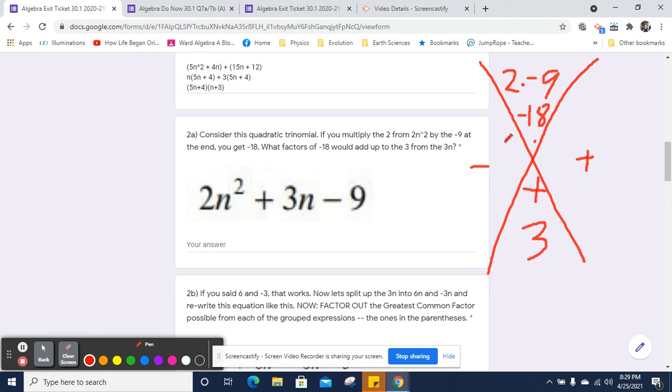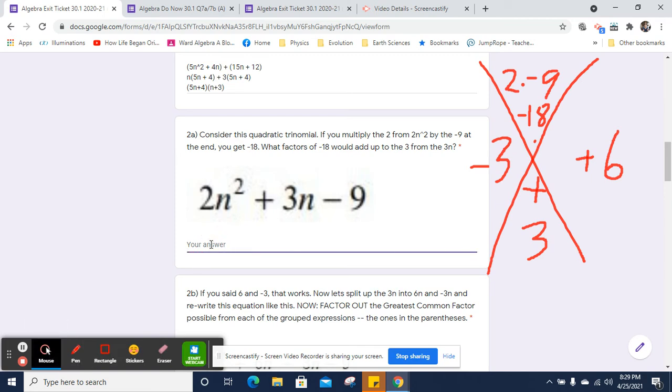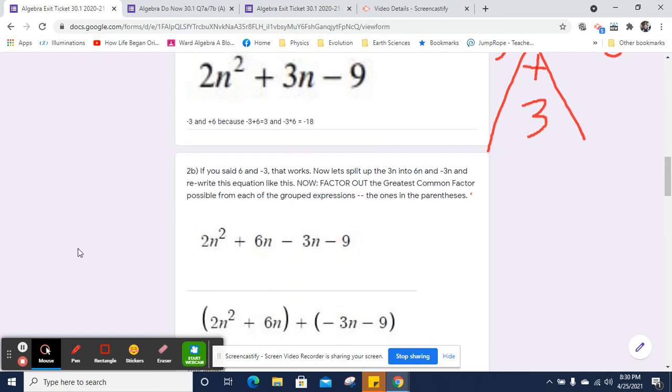Well, 6 times 3 works for 18. Since I'm getting a positive 3, I'm going to need this to be negative 3 and this to be positive 6, because if I add those together, I'll get positive 3, and if I multiply them, I'll get negative 18. So negative 3 and positive 6, because negative 3 plus 6 equals 3, and negative 3 times 6 equals negative 18. So we're good. All right, so if you said that, that's great.